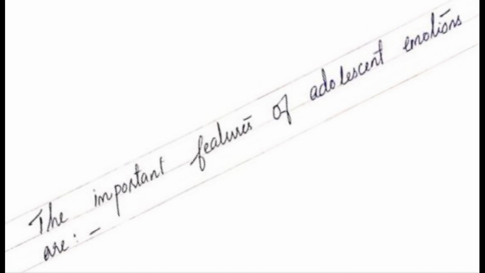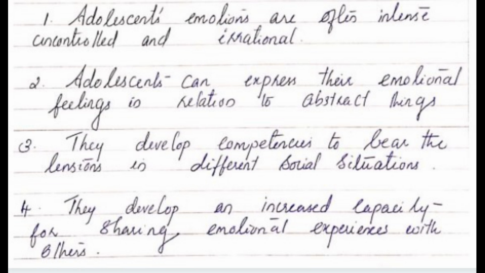Important features of adolescent emotions. Adolescents' emotions are often intense, uncontrolled, and irrational. Adolescents can express their emotional feelings in relation to abstract things. They develop competence to bear the tensions in different social situations. They develop an increased capacity for sharing emotional experience with others.